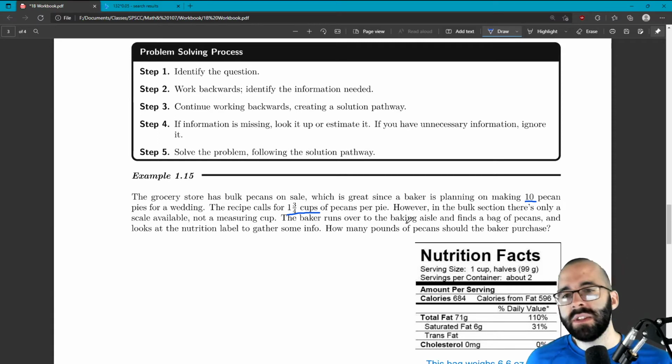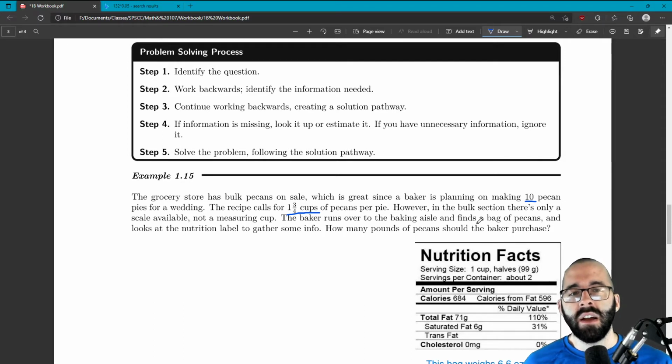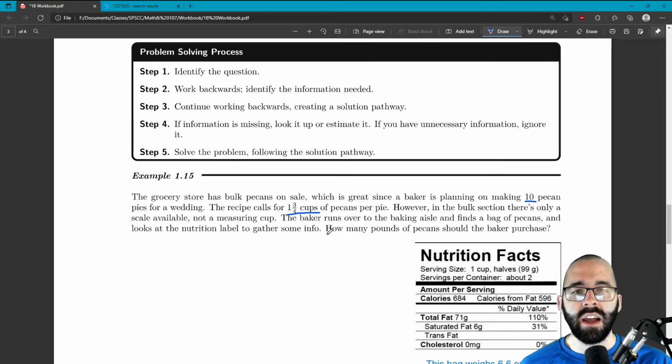But what we can do is say, well, if we knew how much pecans weighed, we'd be good to go. So the baker runs over to the baking aisle and finds a bag of pecans and looks at the nutrition label to gather some info. How many pounds of pecans should the baker purchase? Okay. So, step 1, identify the question. How many pounds of pecans does this baker need? That's step 1. We've identified the question. We're looking for how many pounds of pecans.